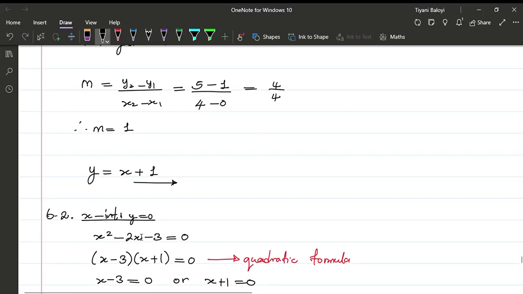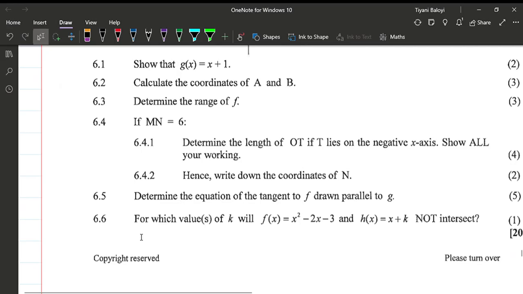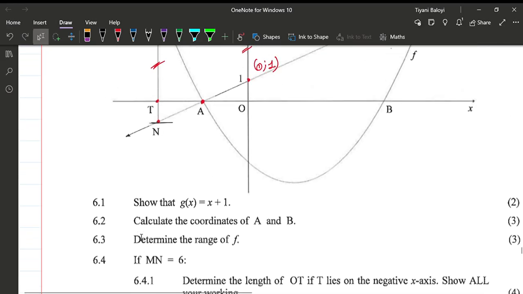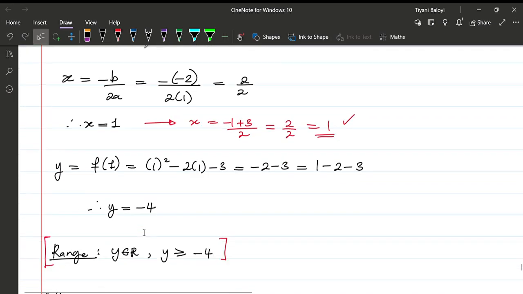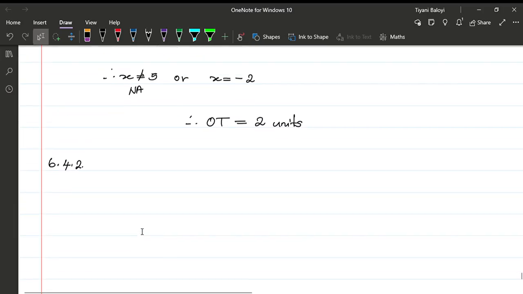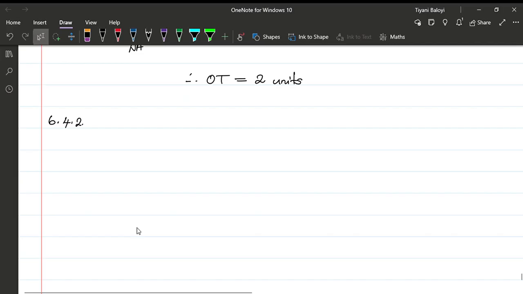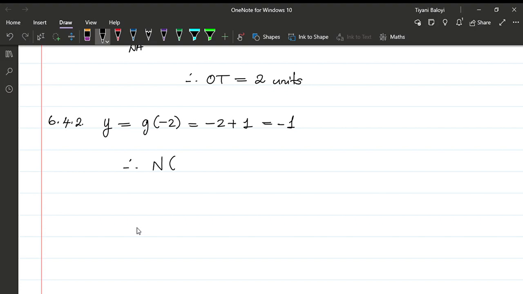Okay, what does 6.4.2 say? It says write down the coordinates of N. And we don't know its y value, we know its x value because it's on the same line as T, so it will have x is equal to minus 2. N is on g, so we can find y by just substituting minus 2 into g. This will be minus 2 plus 1, which is minus 1. Therefore, N is (minus 2; minus 1).